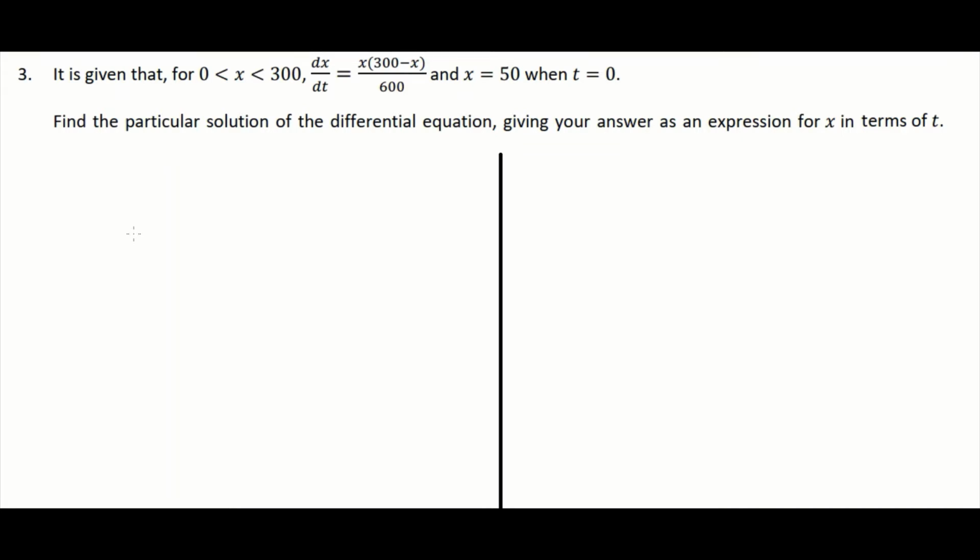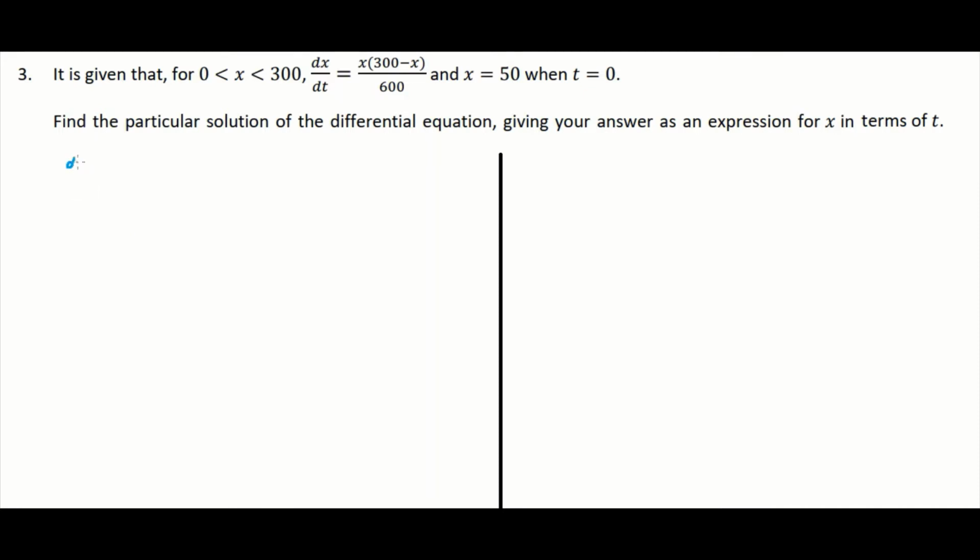So find the particular solution for the differential equation, giving your answer as an expression of x in terms of t. Okay, so I highly encourage you to try out these questions by yourself, because I think the working itself is actually quite a long one, and you need a lot of different kinds of integration in this. Okay, so let's start with it.